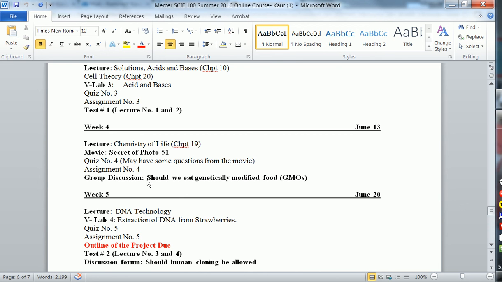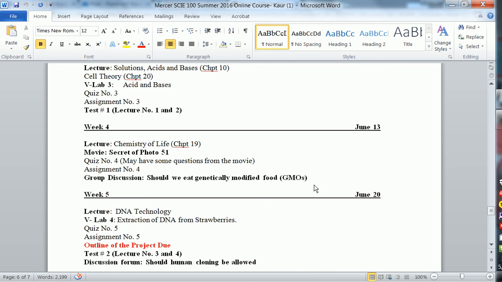Okay, so assignment number 4, again you have to submit in the Dropbox. It's your writing assignment. Here again, in the lecture, we will be talking about proteins, carbohydrates, lipids, and nucleic acids. Out of these 4 topics, you can choose any of these 4 biomolecules and write about how they are important in your daily life.